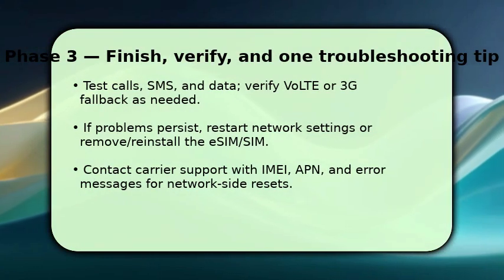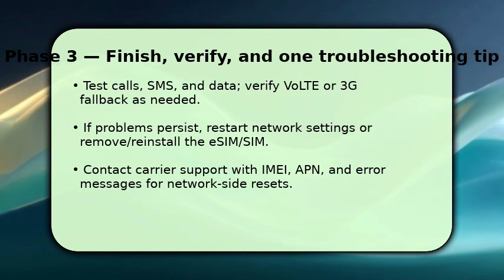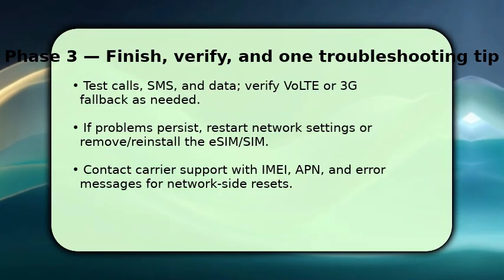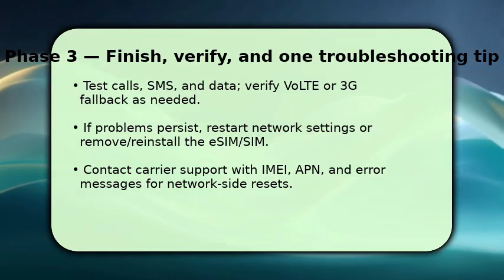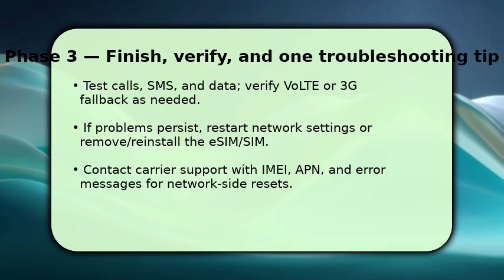Finish by testing calls, text, and data. Check that VoLTE, LTE, or fallback to 3G works for voice. If you still have no signal, reset network settings and then remove and reinstall the SIM or eSIM profile. This clears cached operator data.